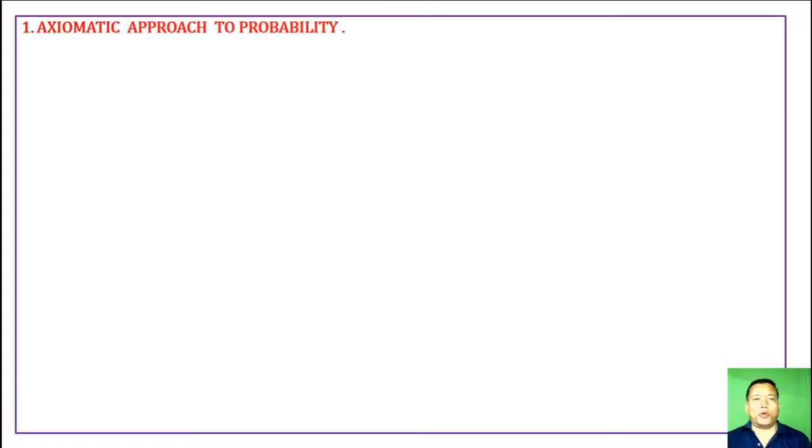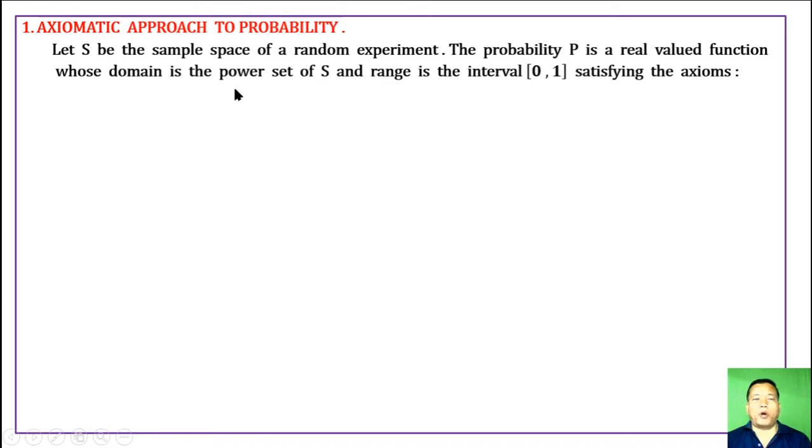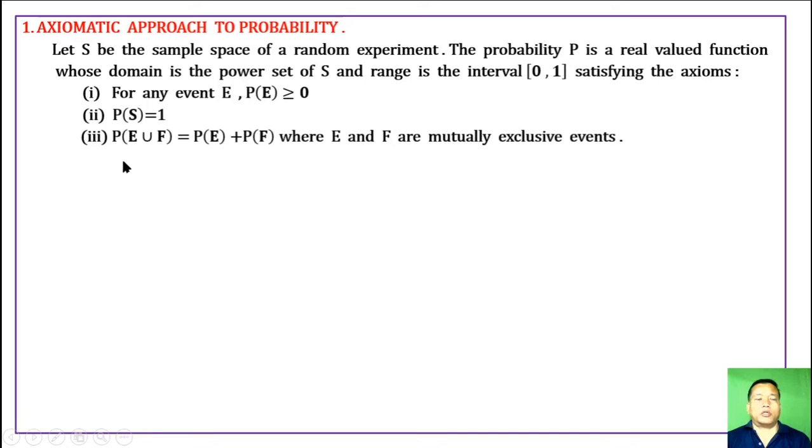Axiomatic approach to probability. Let S be the sample space of a random experiment. The probability P is a real valued function whose domain is the power set of S and range is the closed interval [0, 1], satisfying the axioms. 1. For any event E, P(E) is greater than or equal to 0. 2. P(S) is 1. 3. P(E union F) is P(E) plus P(F), where E and F are mutually exclusive events.